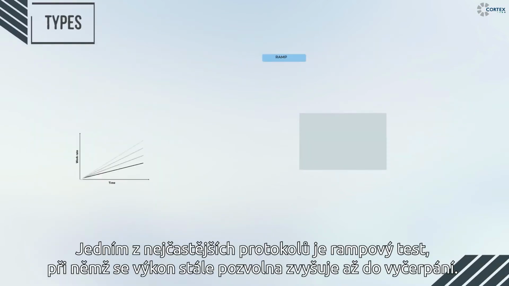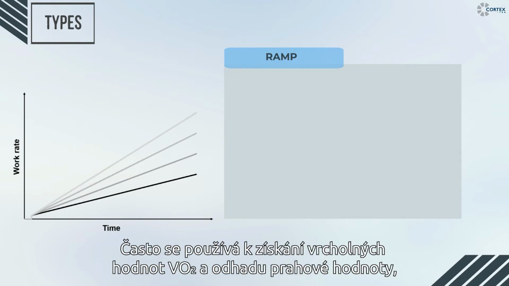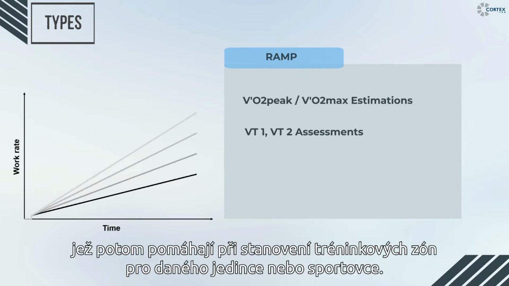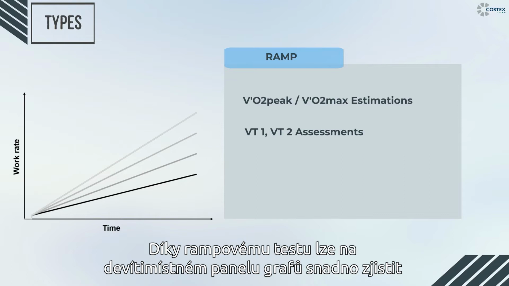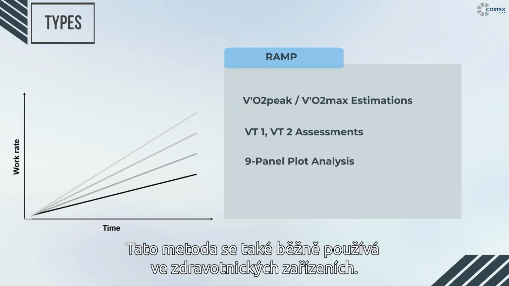One of the most common protocols is a RAM test, a slow, gradual and continuous increase of power output until exhaustion. It is often used to acquire VO2 peak values and threshold estimation, which then would assist in defining training zones for the subject or an athlete. When using a RAM test, it allows for an easy identification and analysis of thresholds while using a 9-panel plot. This method is also a common application in medical settings.